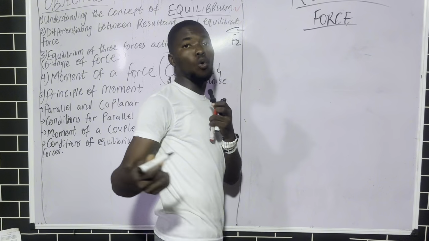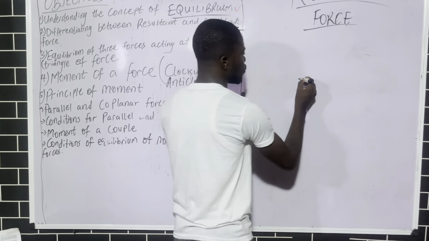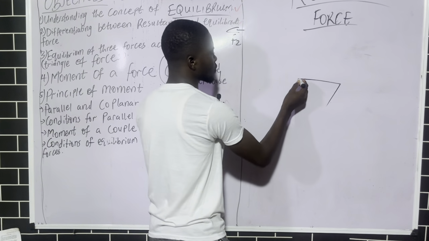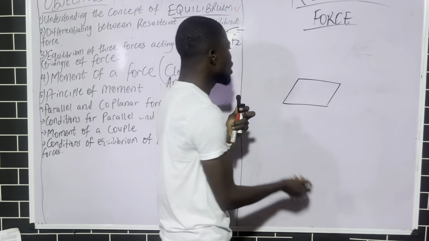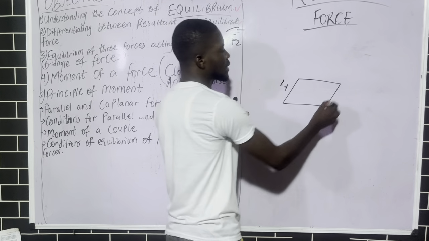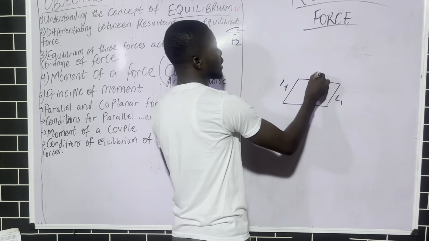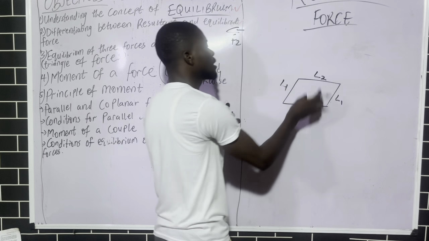So, a parallelogram is a quadrilateral that has 4 sides. You look at it like this. And from what we know in mathematics, opposite sides are equal. So if I call this side L1, this side will also be L1. If I call this side L2, this side will be L2. Is that not the opposite sides are equal?